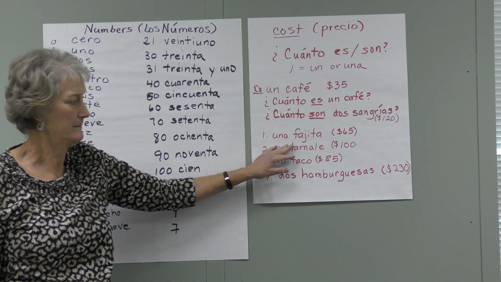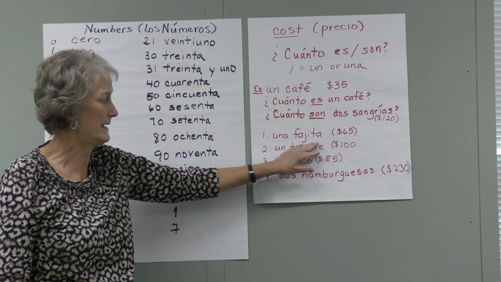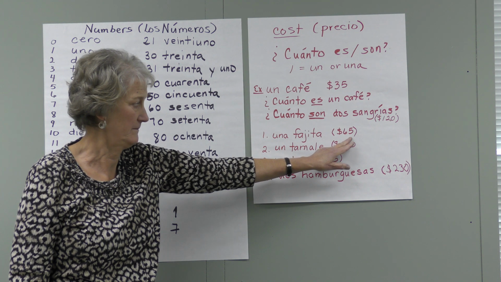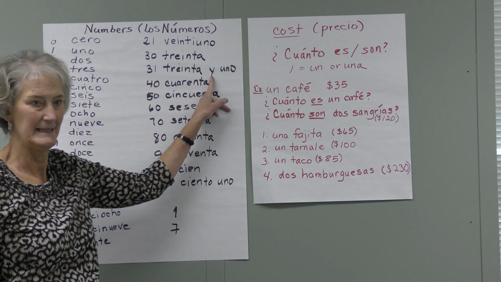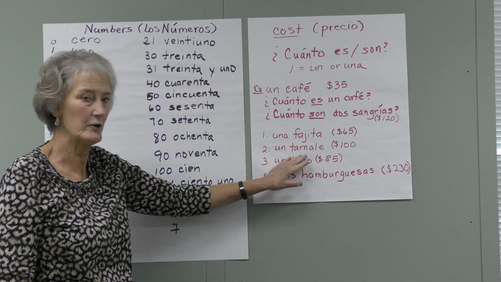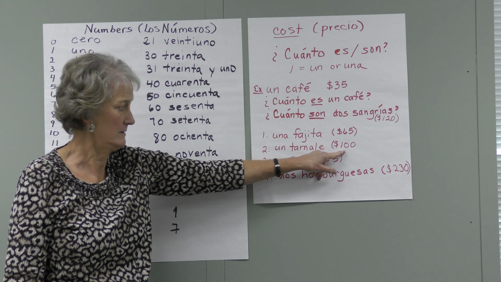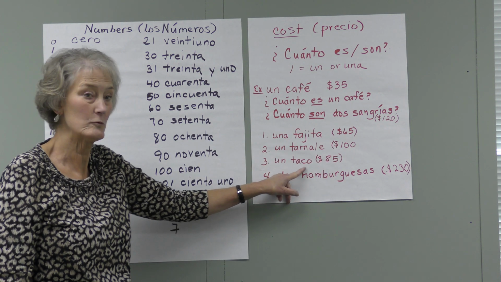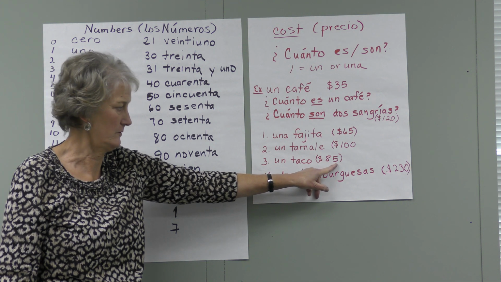Son. Nope. Es. ¿Cuánto es una fajita? Good try though. ¿Cuánto es una fajita? 65 pesos. And you use that, this E, looks like it's a Y, but it's pronounced E. Okay. 65. ¿Cuánto es un tamale? 100 pesos. We just use 100 because it's 100 even, right? ¿Cuánto es un taco? 85 pesos.